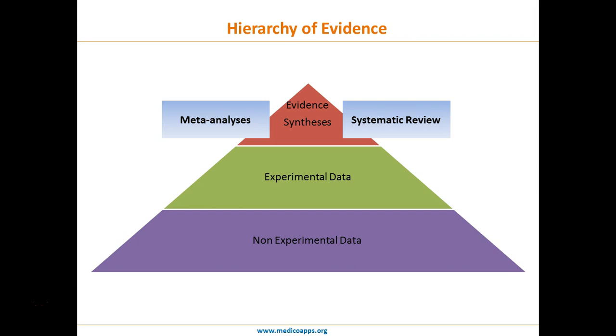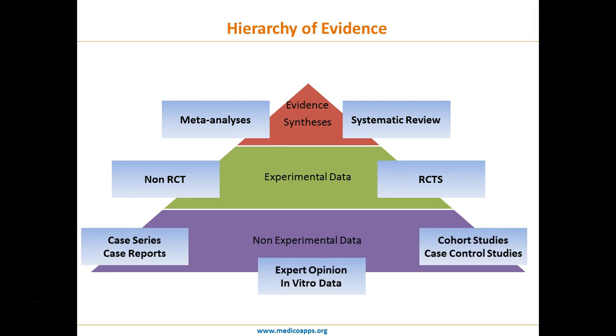One is meta-analysis, second is systemic review. We will talk about both of them. Then experimental data, both RCT, randomized controlled trials, and non-RCT, non-randomized control. So whatever experimental data is will be given the next level in importance, and the lowest in importance will be case series, case reports, expert opinion, in vitro data, cohort studies, case control studies. So these are non-experimental data.